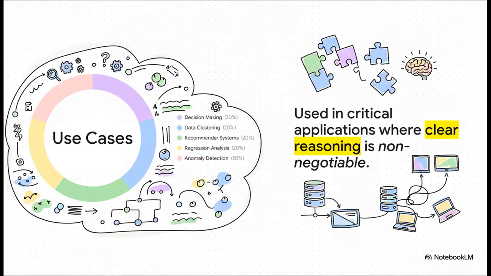And hey, don't think this is just some theory locked away in a lab. This approach is being used right now in really critical fields where clear reasoning is an absolute must. Think about recommender systems. Instead of some mystery algorithm, imagine a system that can understand a request like, I want a movie that's kind of funny, but not a full-on comedy. That's the kind of nuance this makes possible.